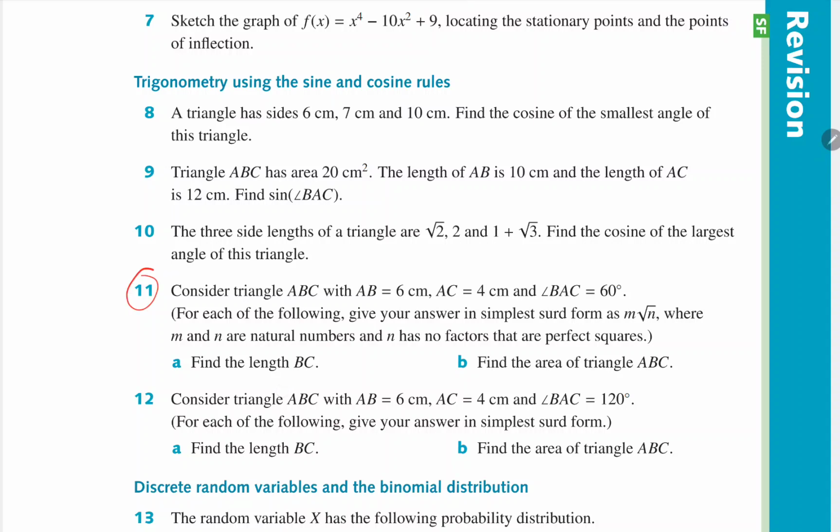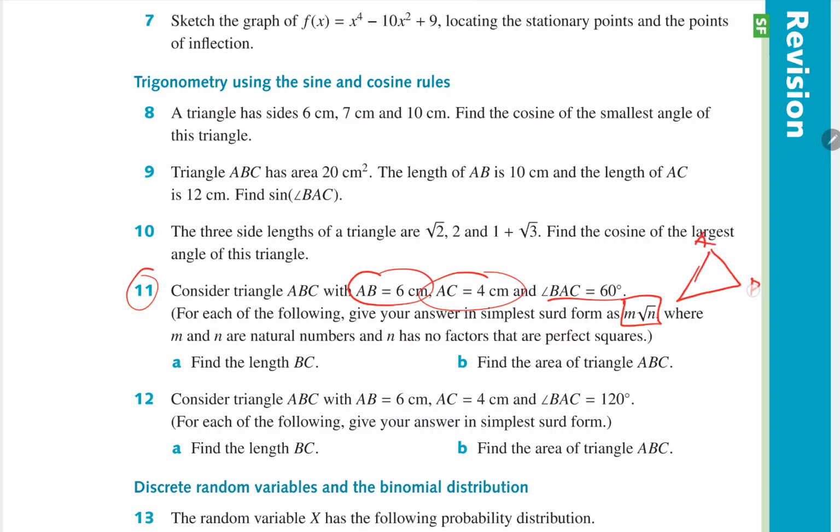Consider triangle ABC with AB equals 6, AC is 4, and angle BAC is 60 degrees. Find the length BC, and we need to give the answer in surd form. So find the length BC. We've got two sides and an angle. We'll see what kind of angle it is. If it's the included angle, then it's the cosine rule. If it's a non-included angle, then it can be the sine rule. So let's draw it out.